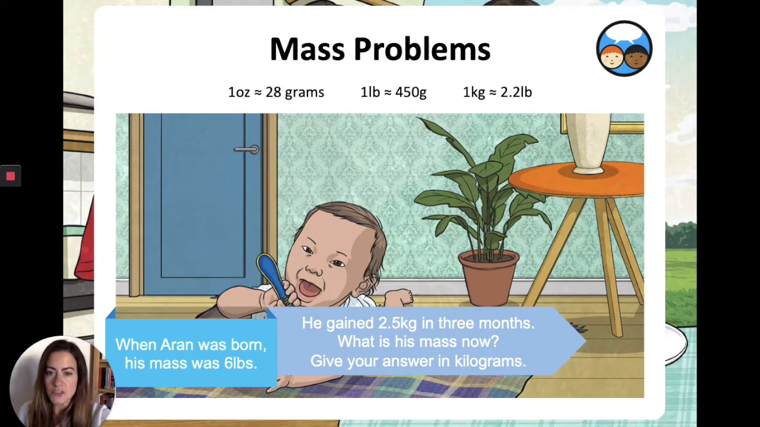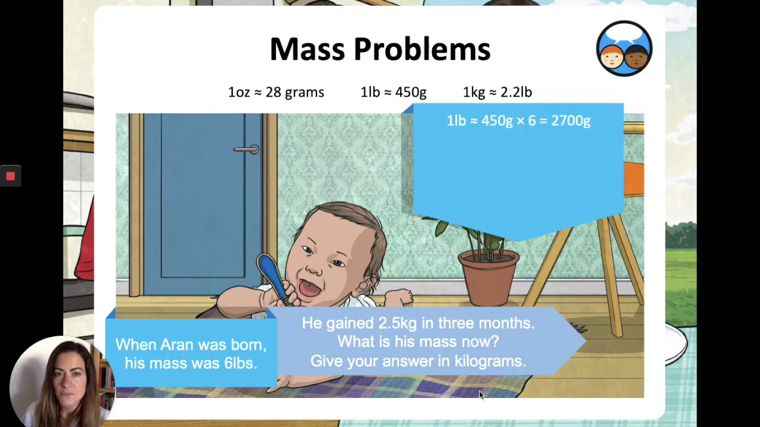So before you pause, think about what you have to do first. So you need to convert the pounds to grams. So here's our calculation here. Convert the pounds to grams. And then convert your answer to kilograms and work out the difference. Have a go.